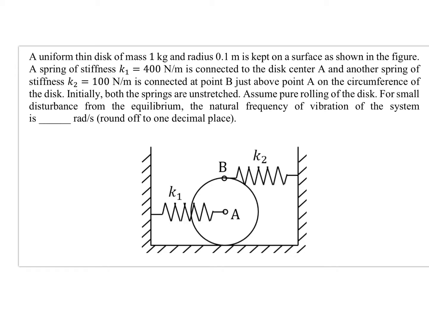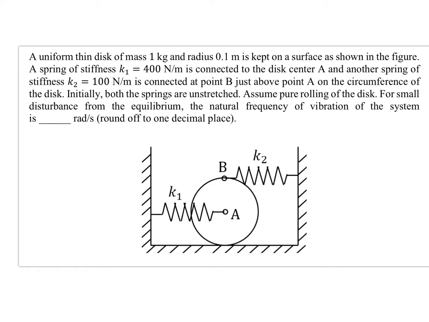Today we are going to solve a problem from the topic of mechanical vibration. They are asking us to compute the natural frequency of this system for small disturbance from the equilibrium. So here we have a uniform thin disk. It is connected by two springs as shown over here. And they are asking us to compute the natural frequency of vibration of the system.